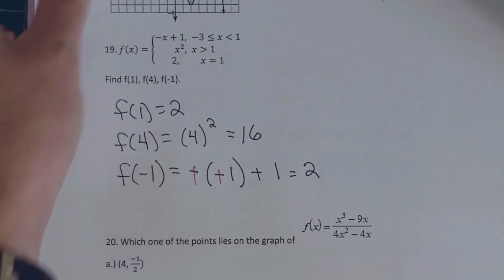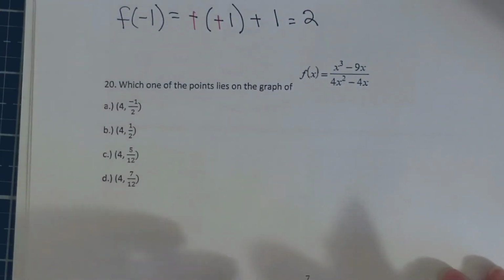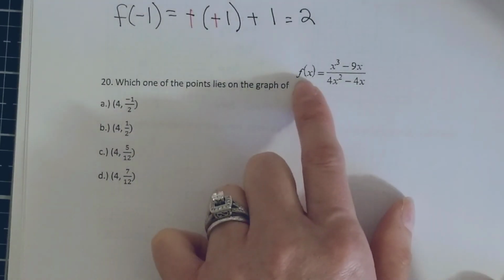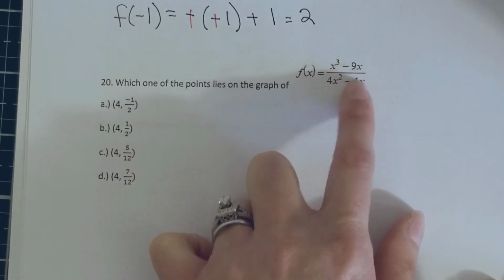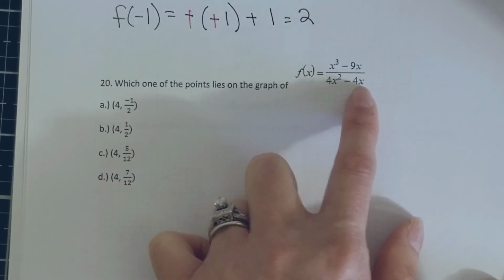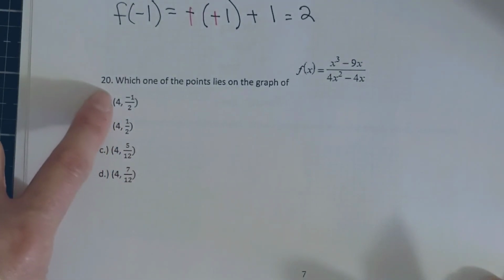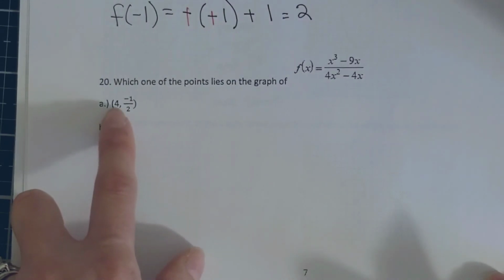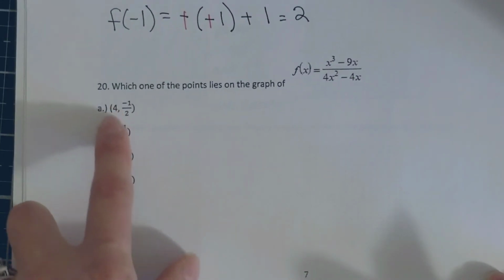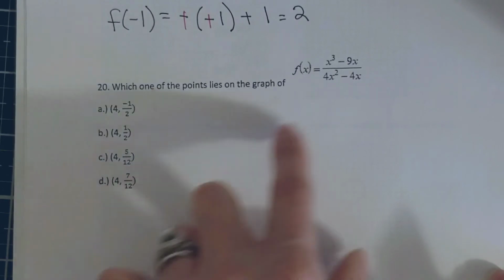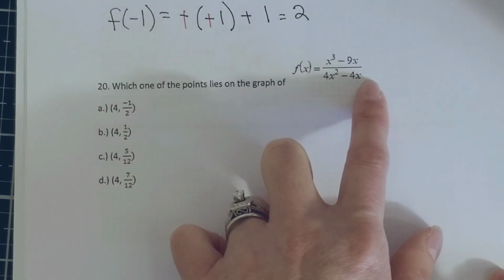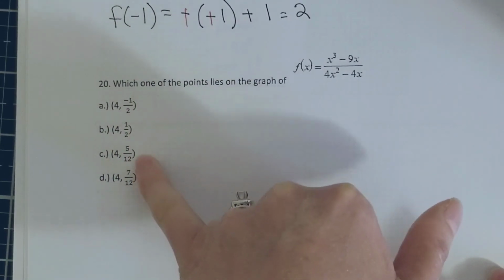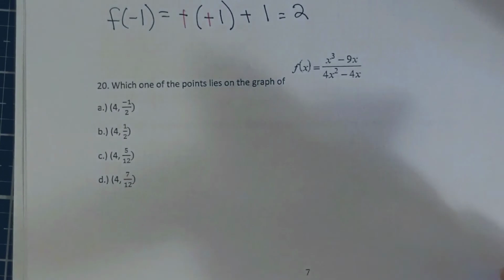Okay, and question number 20. Which of the following points lies on the graph of, and they give you an equation, f of x equals x to the third minus 9x divided by 4x squared minus 4x. And notice, this is one where you have to use your answer choices to get the answer. So all of these have 4 as the x coordinate. So what I'm going to do is plug 4 into all of the x's, and then it will pop out either -1/2, +1/2, 5/12, or 7/12.